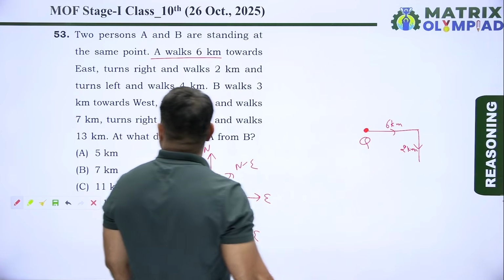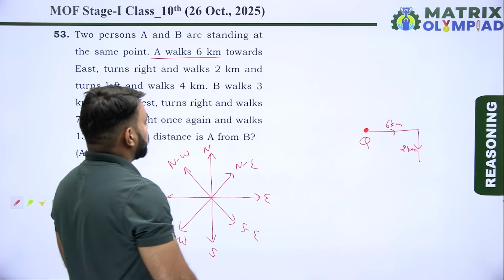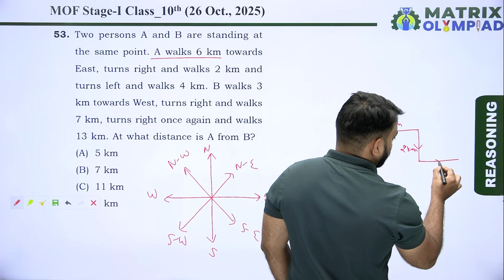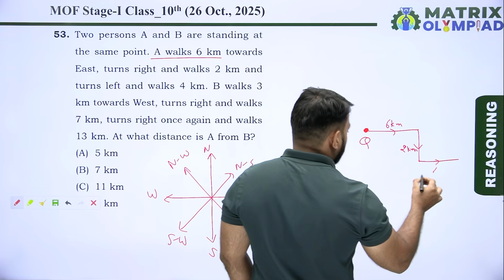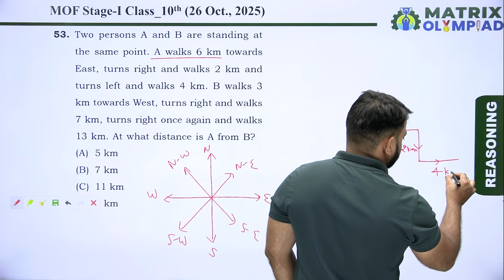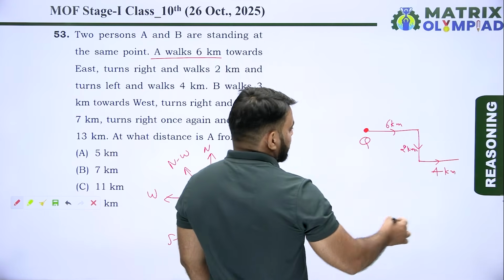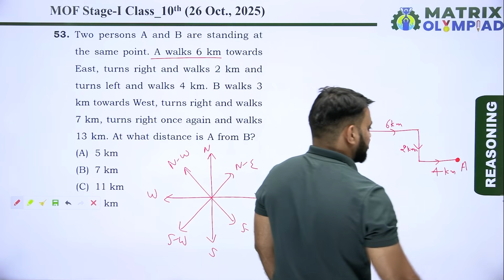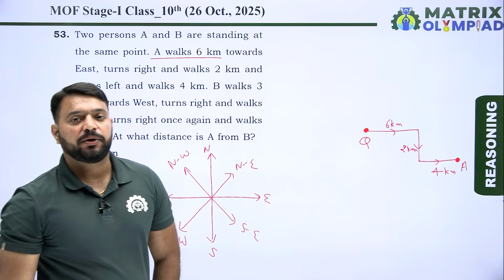After this, he turns left and walks 4 kilometer. और इसको मान लिया, and now here is A. So this is the final point of A.